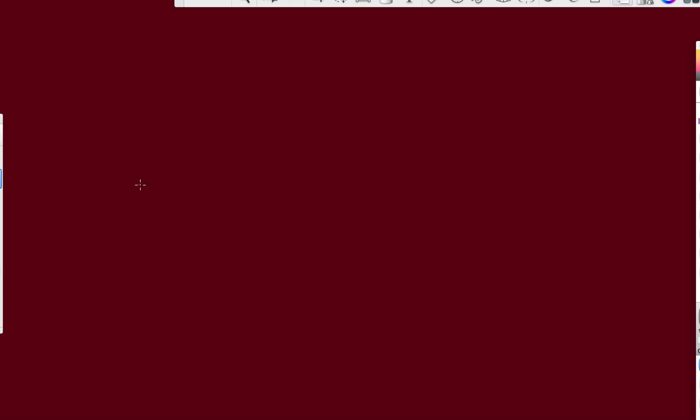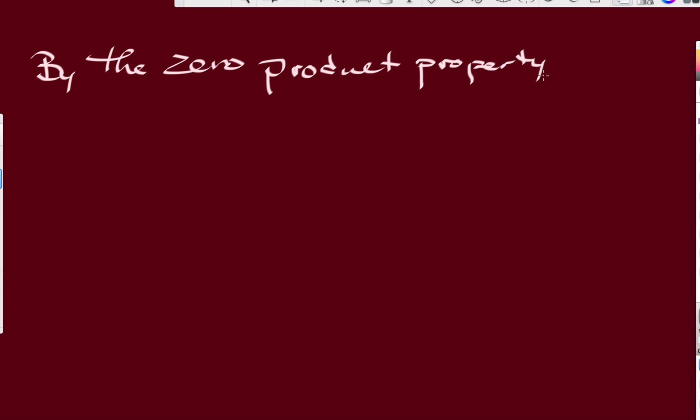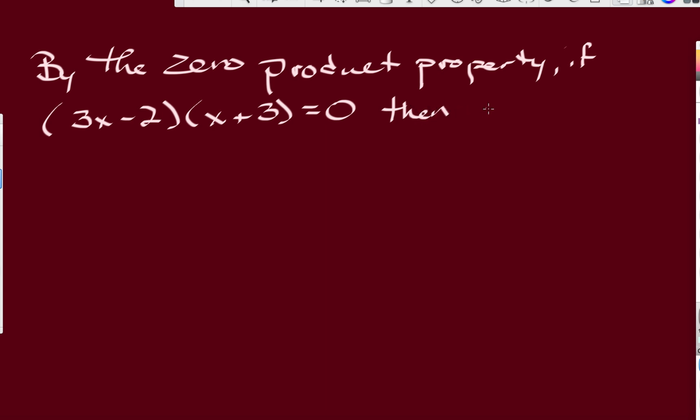And so the cool thing about this is by the zero product property, if, and I'm going to put something in here that's a different idea, 3x minus 2 times x plus 3 equals 0, then dot, dot, dot, right?